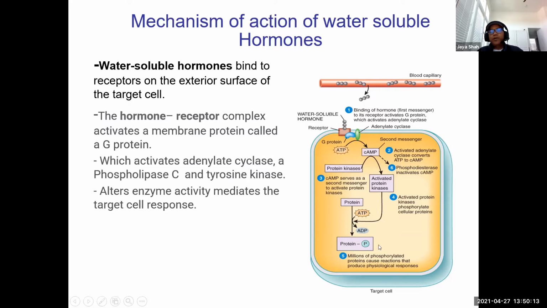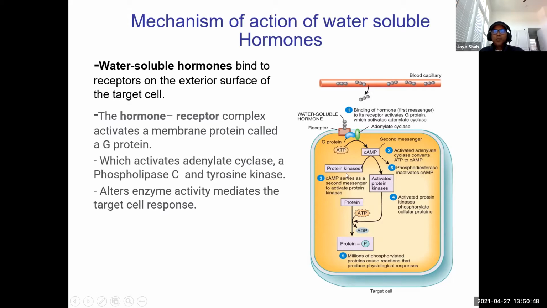Now, once protein is phosphorylated, what does this activated phosphorylated protein do? Protein can be enzymes or protein can be anything. Now, this activated phosphorylated protein can become an activated enzyme, can activate the pump, receptor, transporter, anything, and can change the function of the cells. Millions of phosphorylated proteins cause reactions that produce the physiological response of these particular cells.